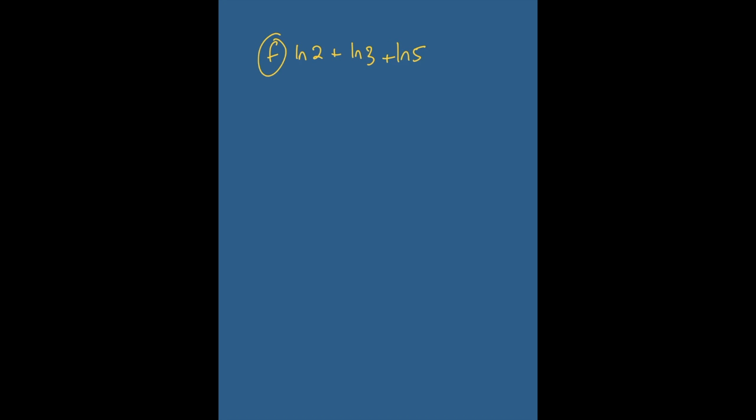For this one, using your log laws, you know that you're going to have to multiply each of these, and that's going to be the ln of 30. G is a little bit different. Here you have 1 plus the natural log of 4.